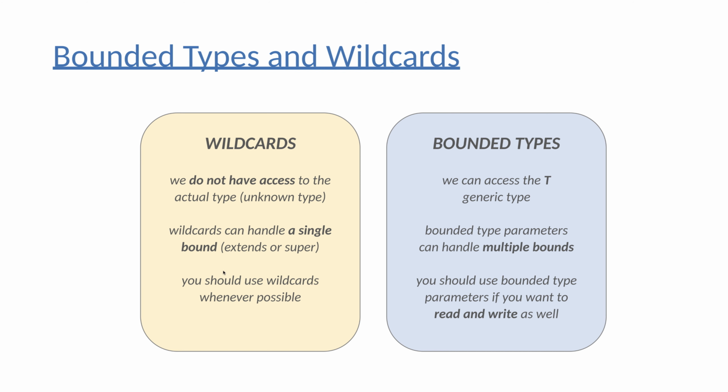Okay, and finally, you should use wildcards whenever possible. So basically, when we want to read the content of a collection, then of course we can use wildcards without any issue. If we want to insert the items into a generic collection, then of course we can use wildcards. But of course you should use bounded type parameters if you want to read and write as well. Okay, so this is when bounded type parameters can prove to be extremely important. Okay, so these are the fundamental differences between wildcards and bounded type parameters.